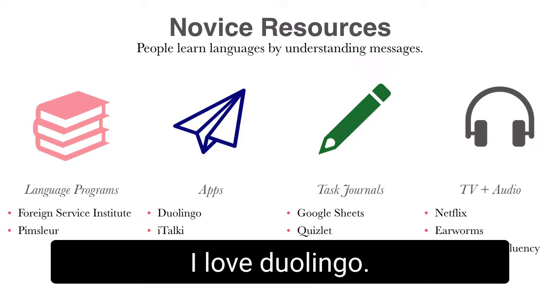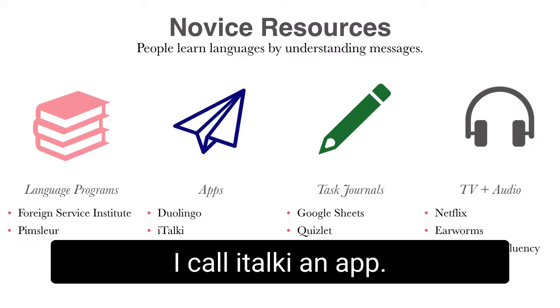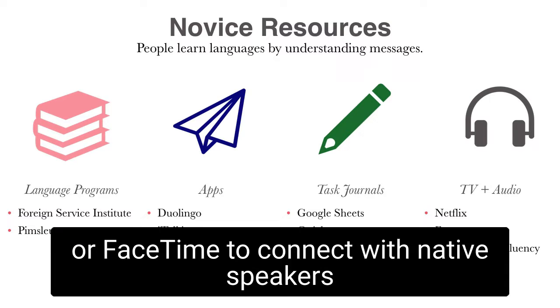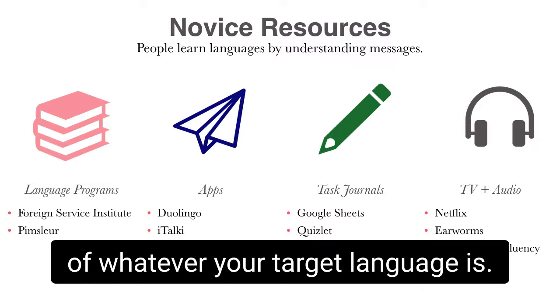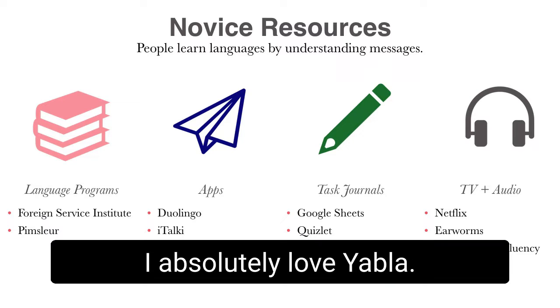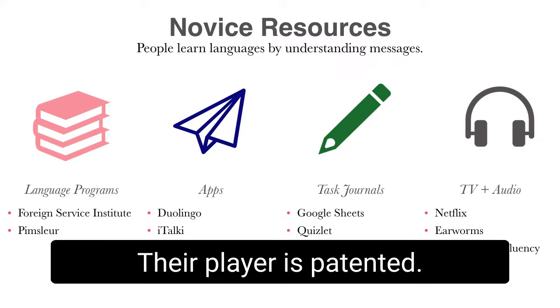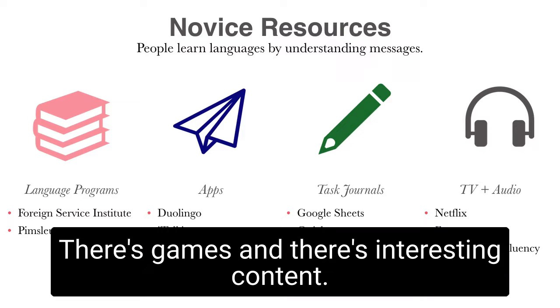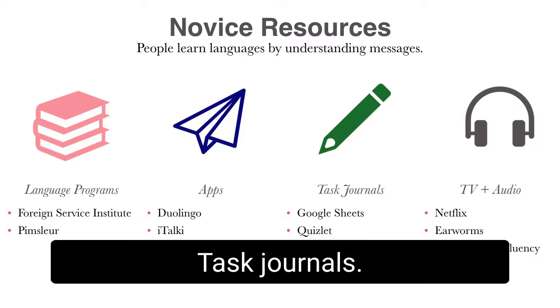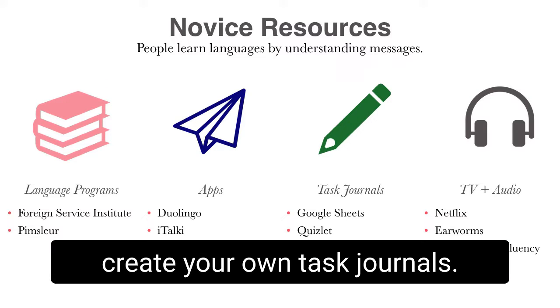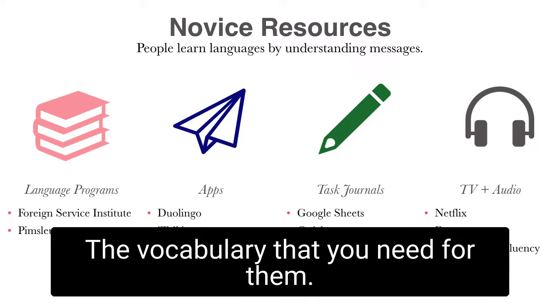Audible has it. You can listen in your car, listen in your commute. Apps, I love Duolingo. I call italki an app, but really you're using Skype, Google Hangouts, or FaceTime to connect with native speakers of whatever your target language is. I absolutely love Yabla. They do a great job of delivering comprehensible input, language you understand. Their player is patented, there's games, and there's interesting content. Task journals. You can use Google Sheets to create your own task journals, the vocabulary that you need for them.